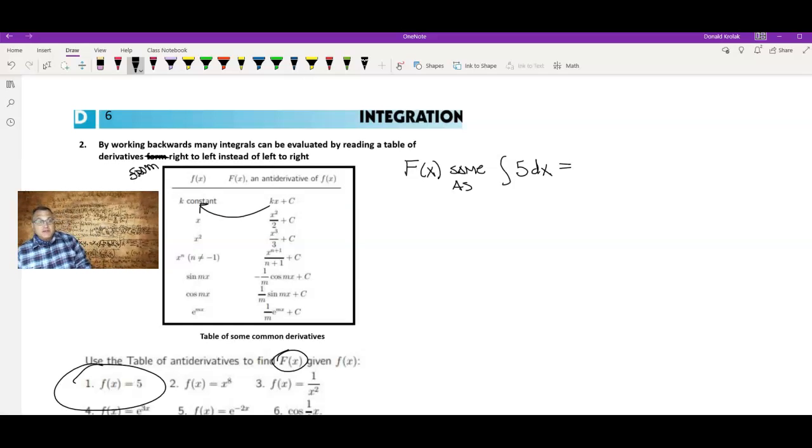Well, this is telling me if that's my integrand, there it is. So that's got to be my antiderivative, or my integral. So this is simply going to be 5x plus some constant.